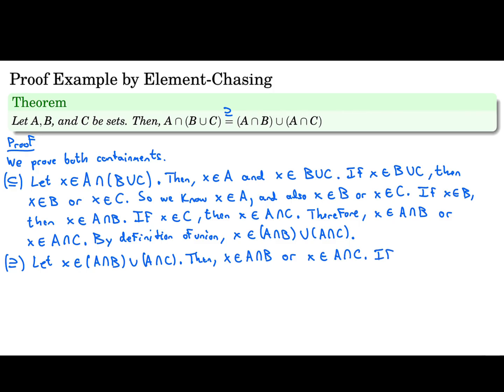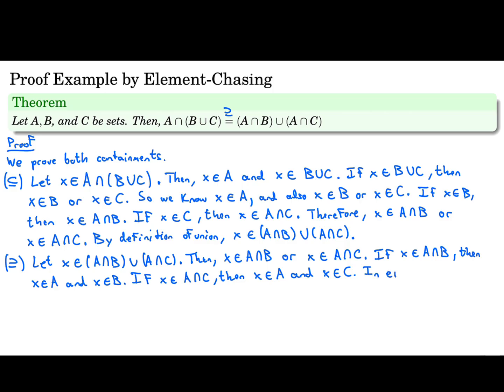If X belongs to A intersection B, then X belongs to A and X belongs to B. And in the other case, if X belongs to A intersection C, then X belongs to A and X belongs to C. Notice that in either case, X belongs to A. So it's always the case that X belongs to A. And if you look at both cases, it's also the case that X belongs to B or it belongs to C.